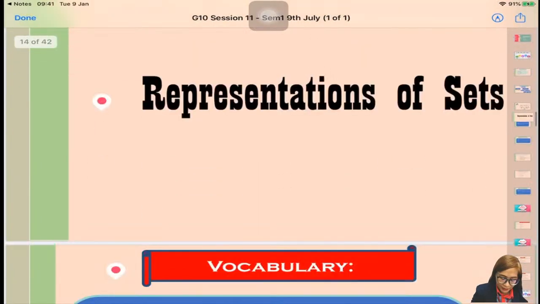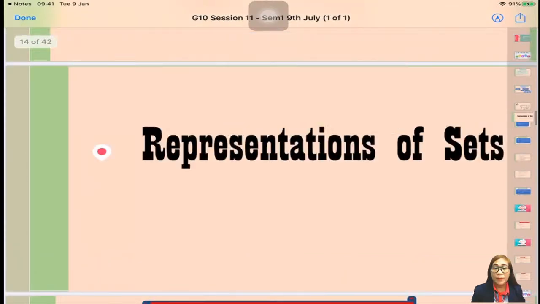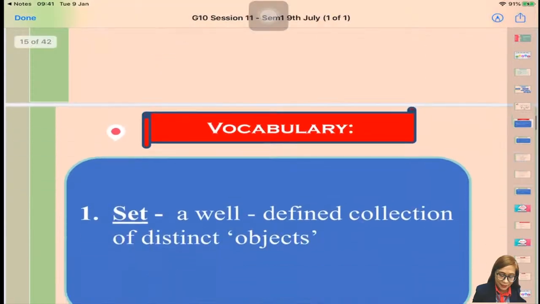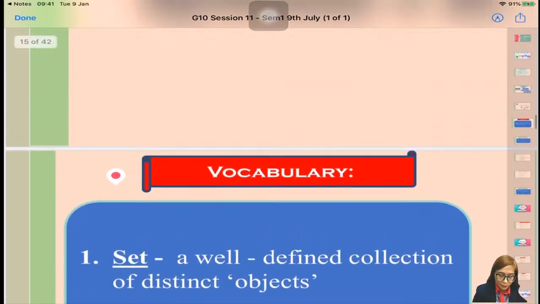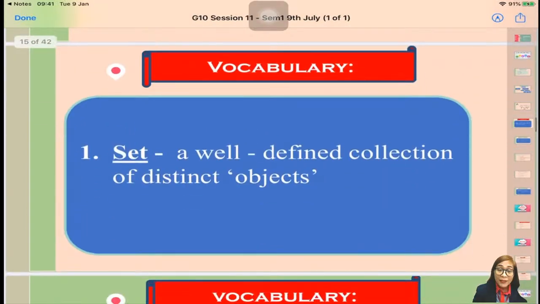Next is about the representation of sets. So don't worry, students, if you don't understand, you can come to me on Monday in M3 office for questions, or if you would like to talk to me about anything, you can approach me in M3 office on the second floor of St. Peter building.